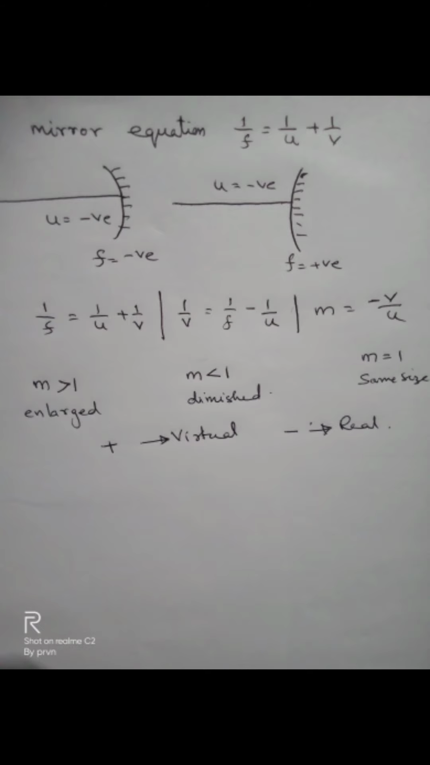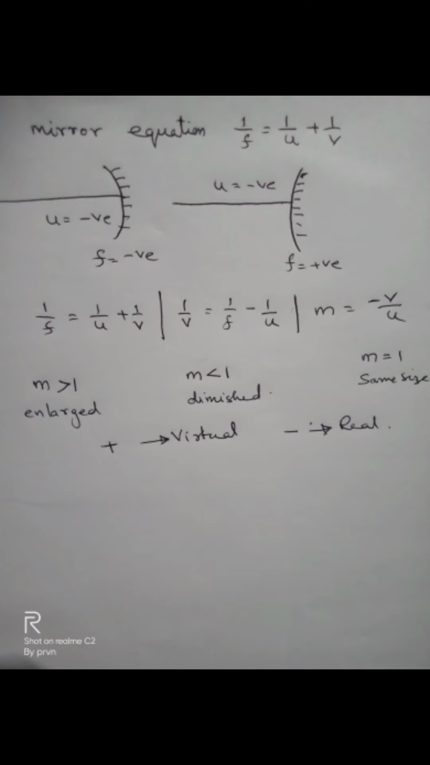By mutual adjustment, you can see the formula 1/f = 1/u + 1/v. If I want to calculate 1/v, then 1/u will go that side, and the formula will become 1/v = 1/f - 1/u. Magnification value is -v/u.